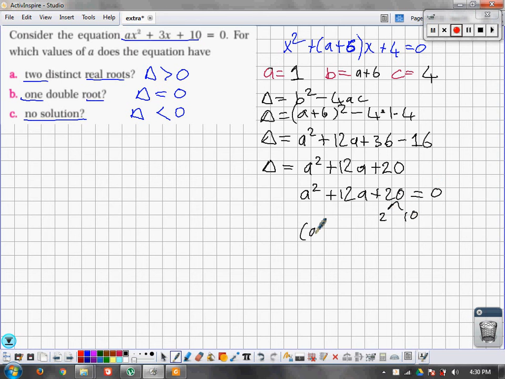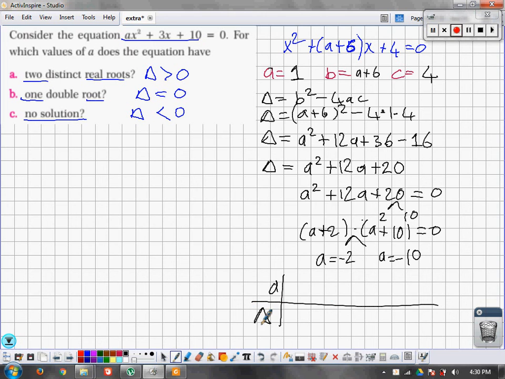So after that, a plus 2 times a plus 10 is equal to 0. From here, a is minus 2. From here, a is minus 10. So now we can do the sign chart for a, and this part is for the discriminant. I will check all the numbers which I can use instead of a from minus infinity till plus infinity. So in this area we have 2 important numbers, minus 2 and minus 10.